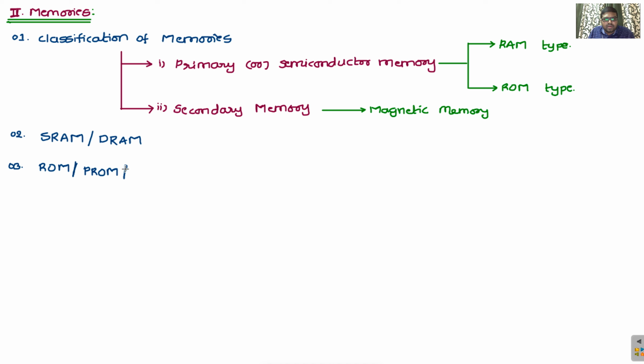that is PROM. And next one, EPROM, electrically programmable read only memory. And next, E square PROM, electrically erasable programmable read only memory. Okay, these are the ROM type memories. And next, the fourth one is PAL and PLA basic design.